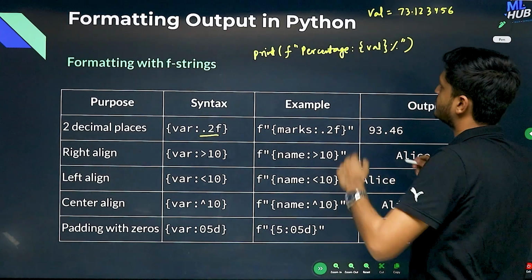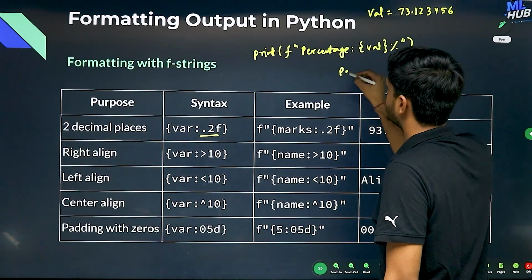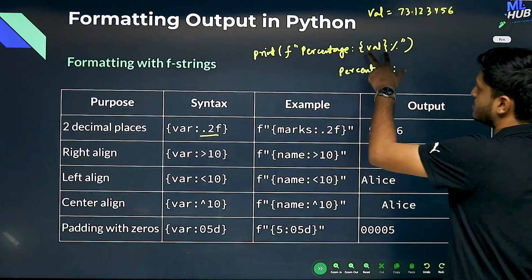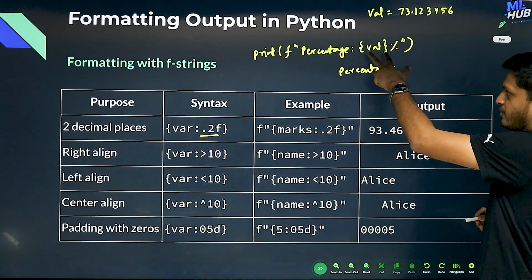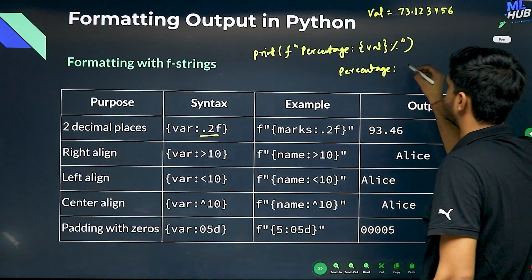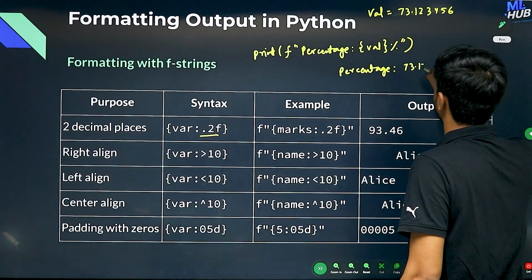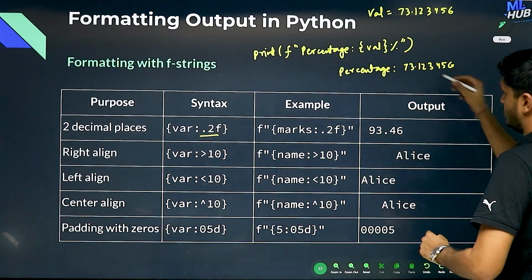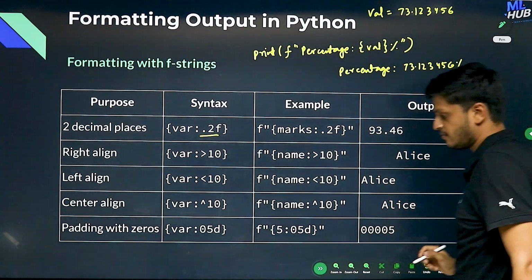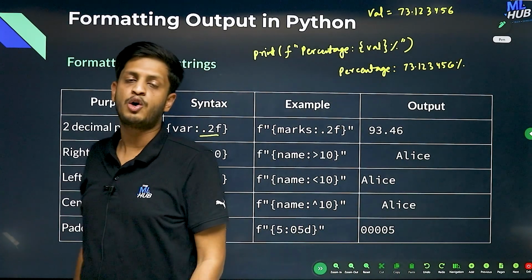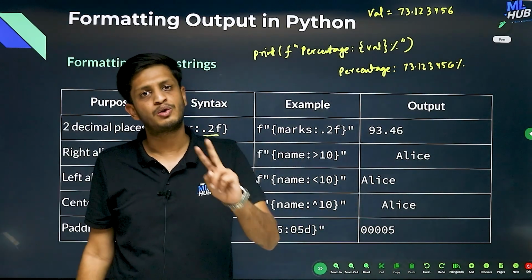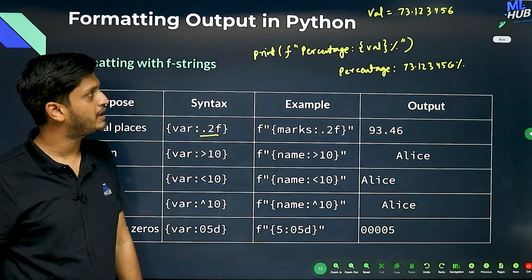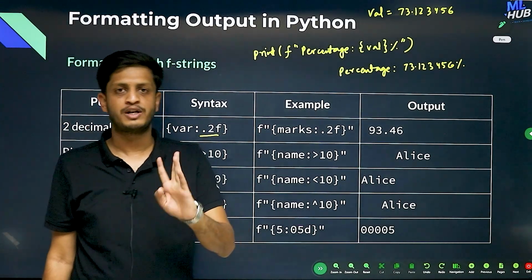Then the output of this statement will be percentage, and it is a formatted string. So this curly bracket, inside whatever the variable is, that variable's value will be replaced. So 73.123456, and then the percentage symbol will be inserted like this. But what if I want to automatically round the percentage value to 2 decimal places? I don't want this entire thing. I want to print only up to 2 decimal places.